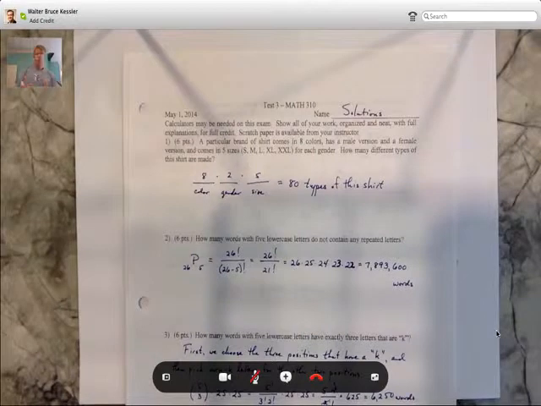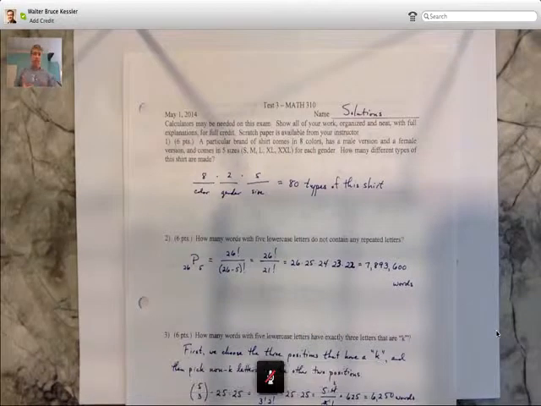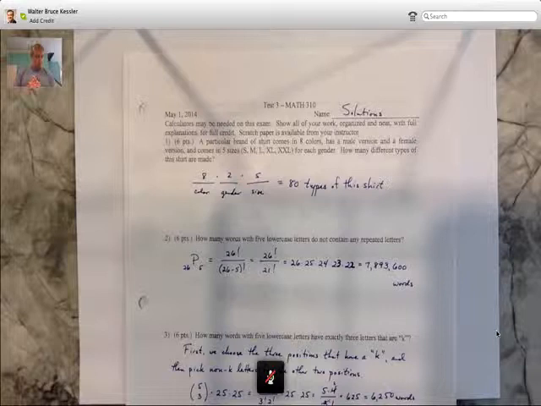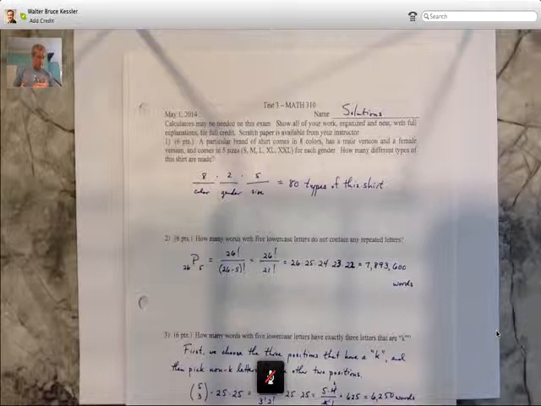We went over this in class, but I want to go over it here too, so you have a record of it. Problem 1 says a particular brand of shirt comes in 8 colors. That's 8 options there. It has a male and female version. That's 2 options there. And it comes in 5 sizes for each gender, which is basically saying there's a number of compatible ways you can get this shirt. How many different types of this shirt are made?